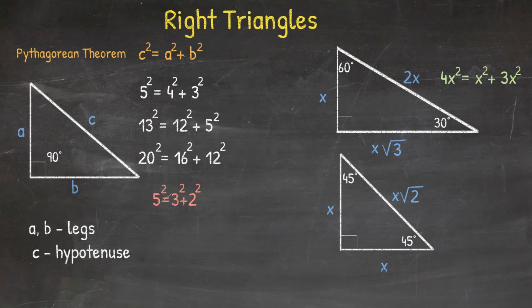Mathematically, if the legs have the length of x, then the hypotenuse has the length of x square root of 2. Applying the Pythagorean theorem, it works out since squaring of the hypotenuse results in 2x squared, and it equals the squares of each of the legs, x squared plus x squared.